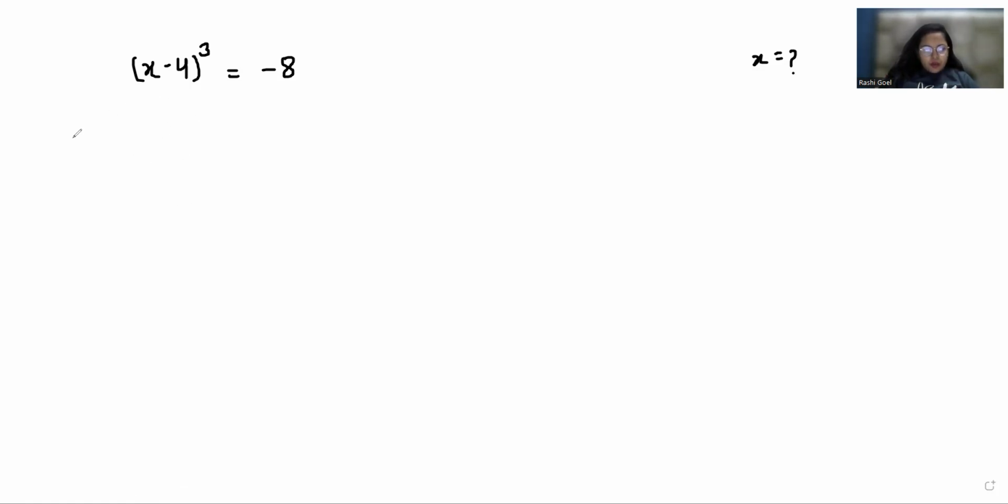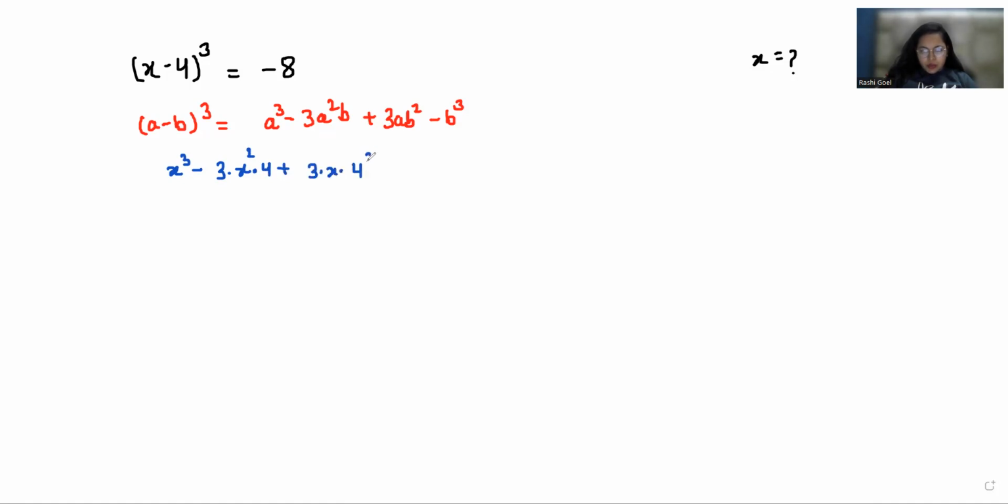So here I am going to use a very famous identity, that is (a minus b) whole cube, which is equal to a cube minus 3a squared b plus 3ab square minus b cube. So let's put all the values. So a cube is x cube minus 3 times x square times 4 plus 3 times x times 4 square minus 4 cube is equal to negative 8.